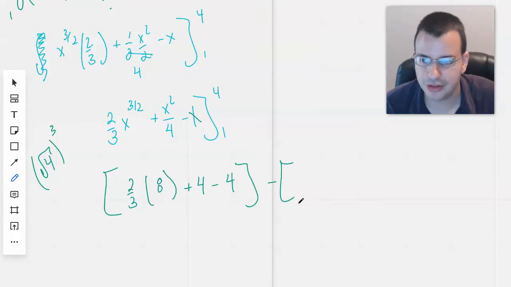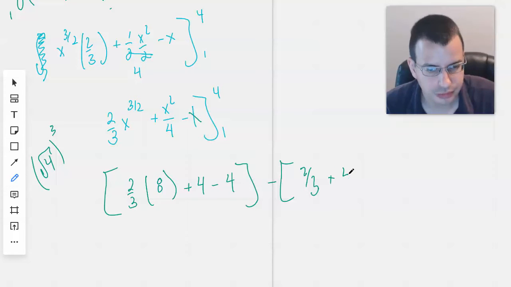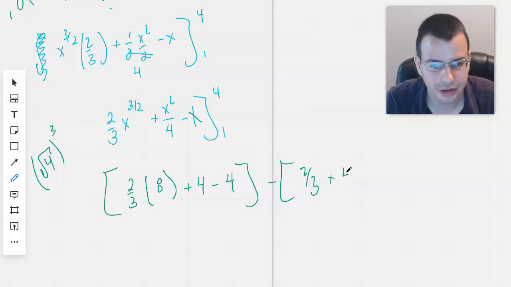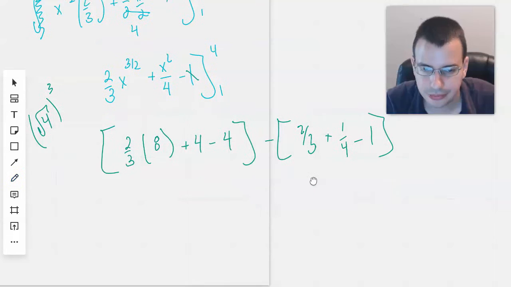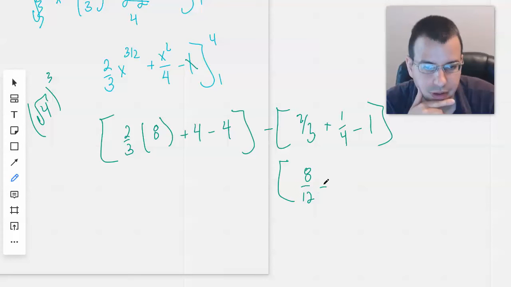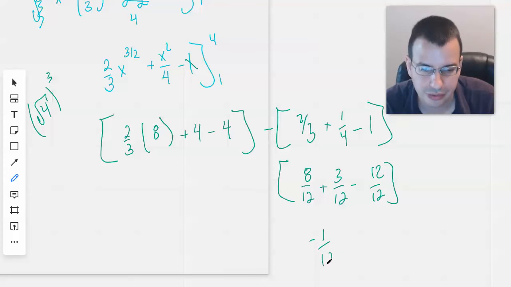Minus, now we plug in 1 for everything, and that's going to be 2/3 plus 1/4 minus 1. There we go. So this is going to be a common denominator of 12. So this will be multiplied by 4, so it'll be 8/12 plus 3/12 minus 12 over 12, which is 11. So this is negative 1/12.